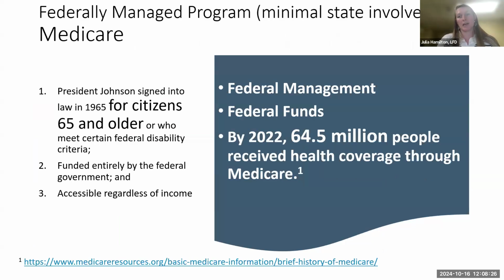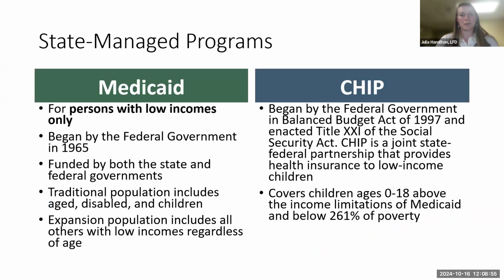Looking at Medicare, this is a program with very minimal state involvement. It was signed into law in 1965 for citizens 65 and older, and for those who meet certain federal disability criteria. This is all federal funds. So at the state level, we don't talk about it very much, but there are 64.5 million people who received health coverage through Medicare in 2022. So it is a large national population.